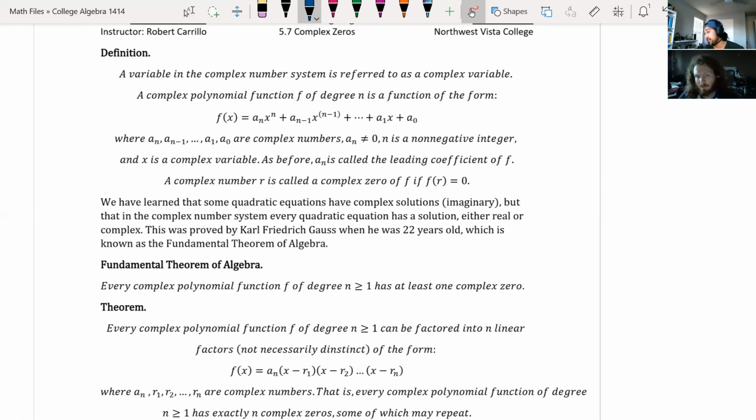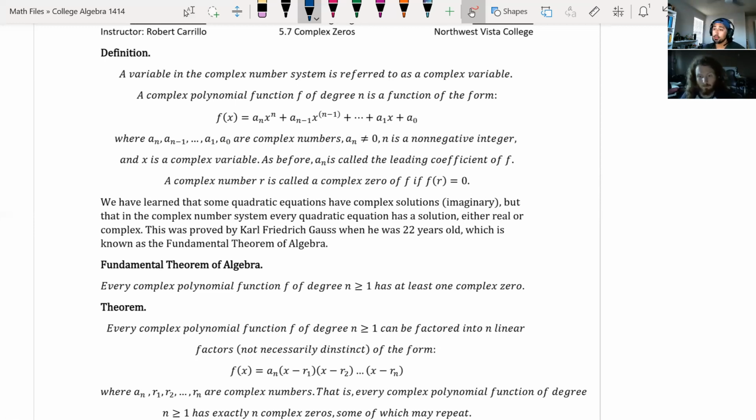As before, a sub n is still your leading coefficient, and a complex number r is called a complex zero of f if f of r equals 0. So this means that we're going to be finding zeros again. We're going to be finding values to break down these polynomials. And remember, it's called a zero for a reason, because if you plug it into the function, it should zero out the function. And this will work with complex zeros.